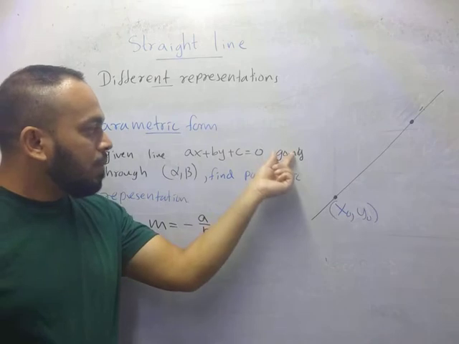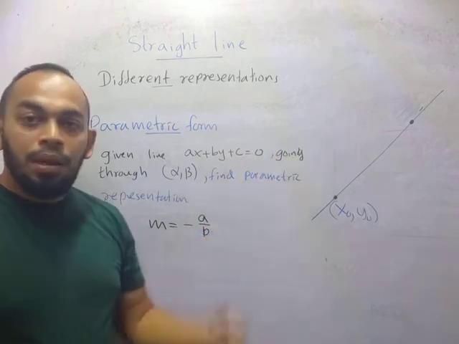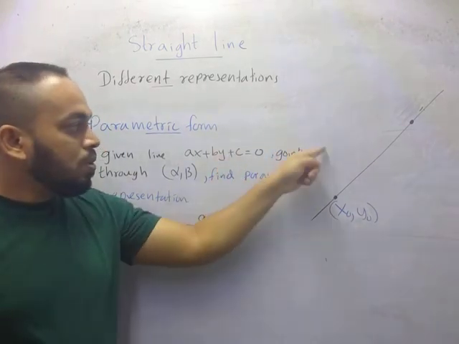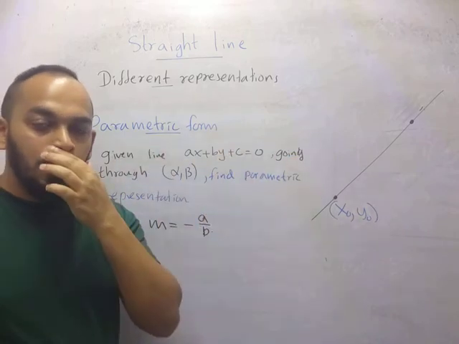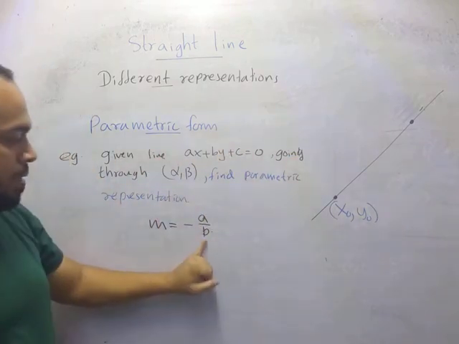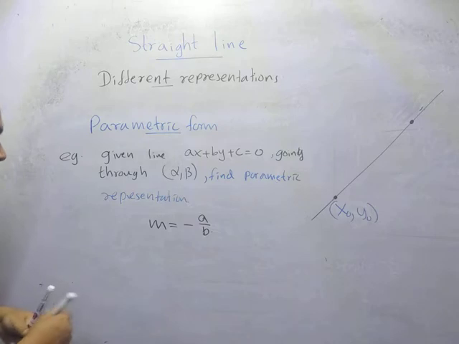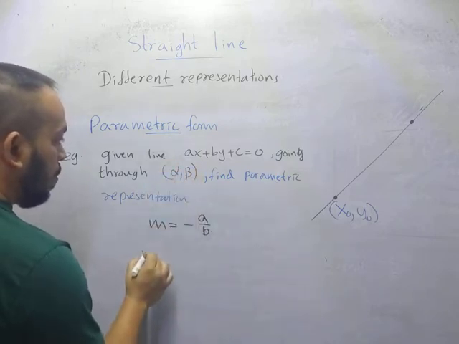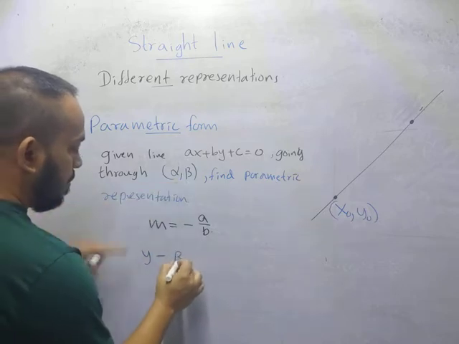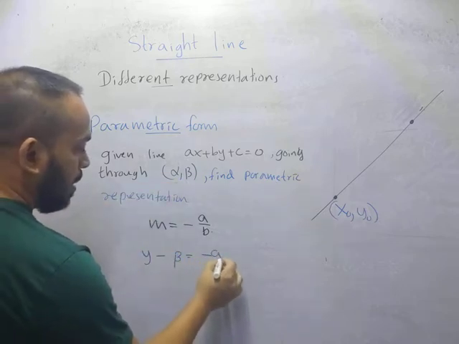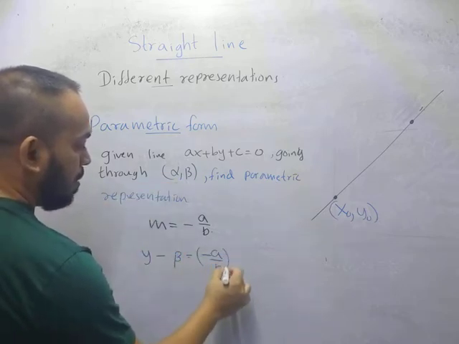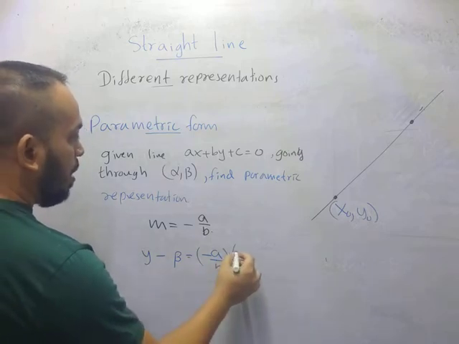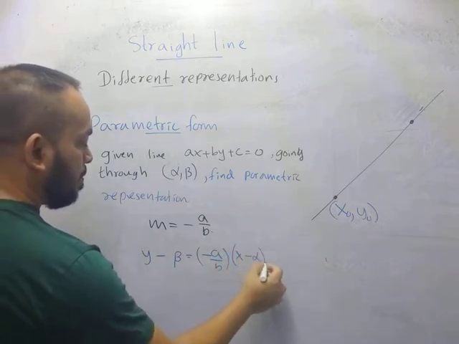Then C also becomes minus C. You divide the whole thing by B. So you get this. Then we can write it like this. So these are the points: y minus beta equals minus A over B times x minus alpha.